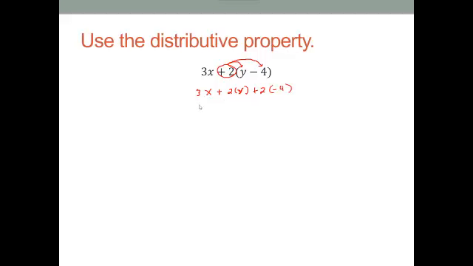So we have 3x, it stays the same. 2 times y is simply 2y. And 2 times negative 4 is negative 8. So we can simply write that as minus 8. And that would be our answer. Now, we don't have any like terms here, so we would leave our expression just like this.